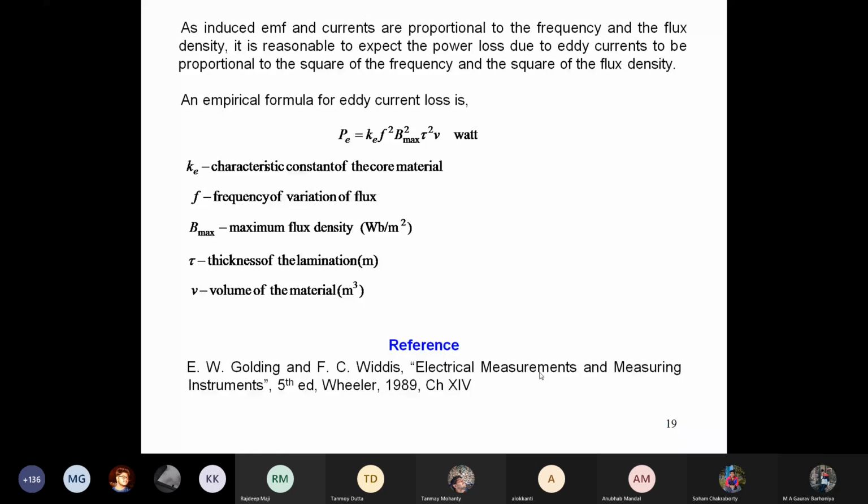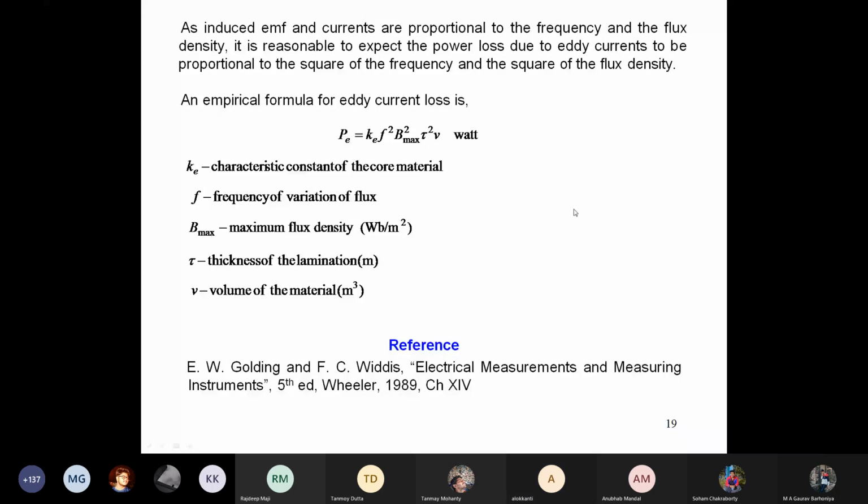It is an empirical formula because it is the area under the hysteresis loop, which is an irregular shape. Finding the area itself, maybe you can spend your whole life to find the area of that hysteresis loop, because the boundaries are complicated shapes. So Steinmetz gave an empirical formula out of several experiments, which works for different materials. But this formula can be derived and it is available here.